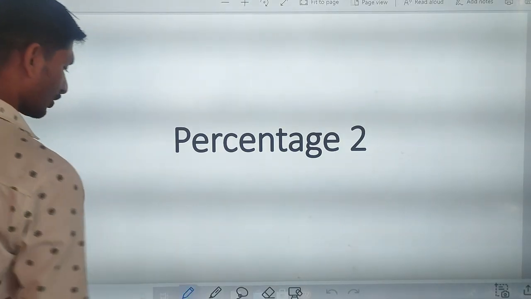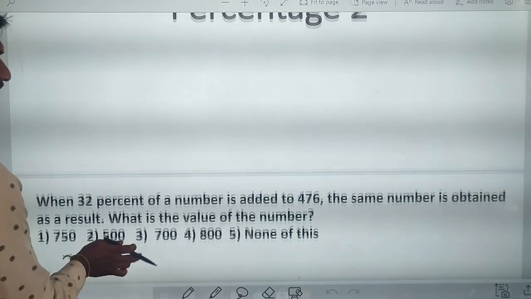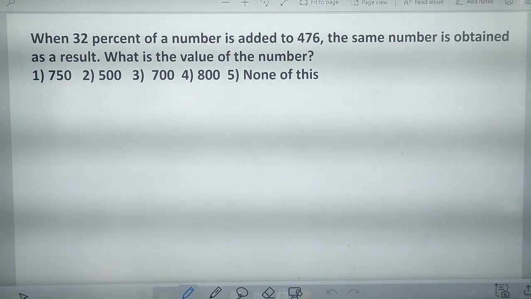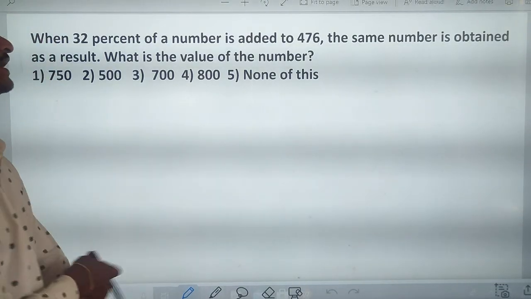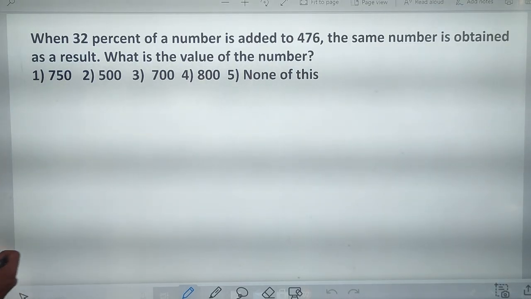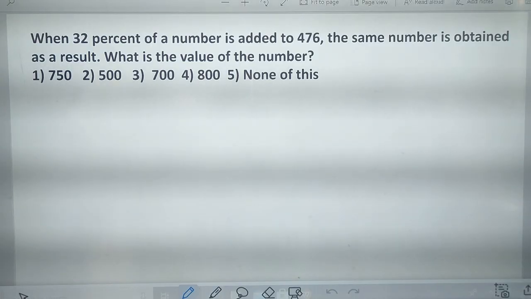Now we discuss a topic, percentage. Now we see the examples here. When 32% of a number is added to 476, the same number is obtained as a result. What is the value of the number?